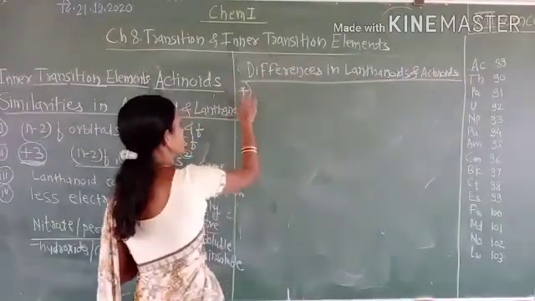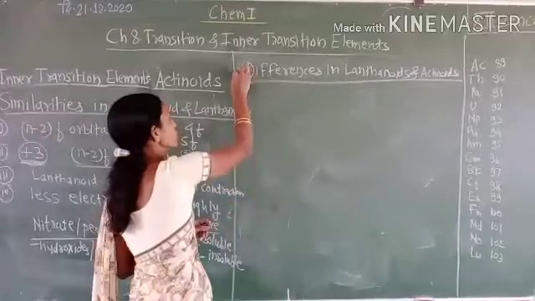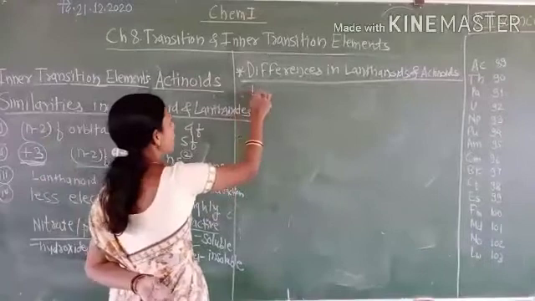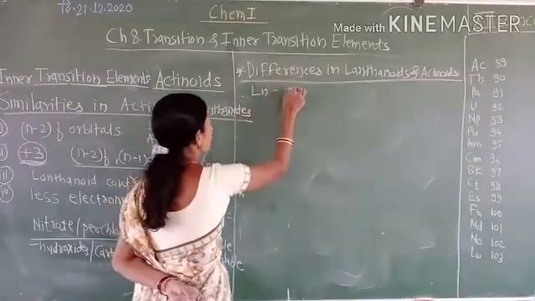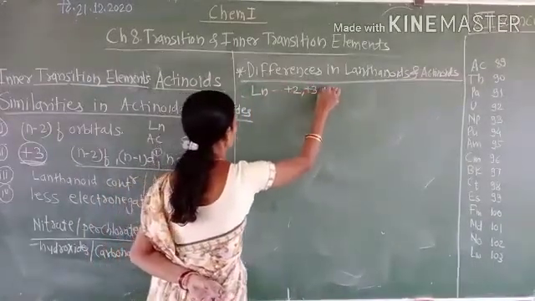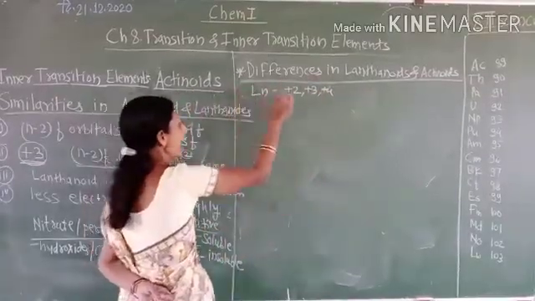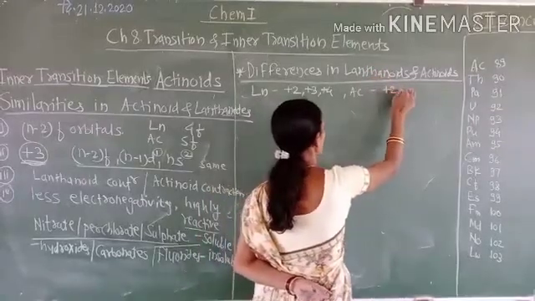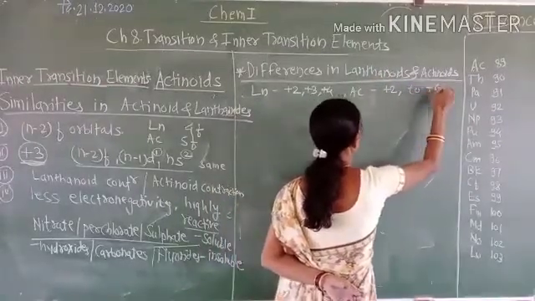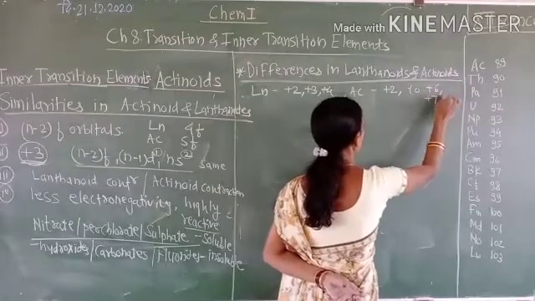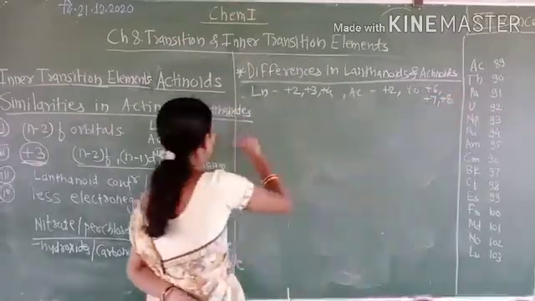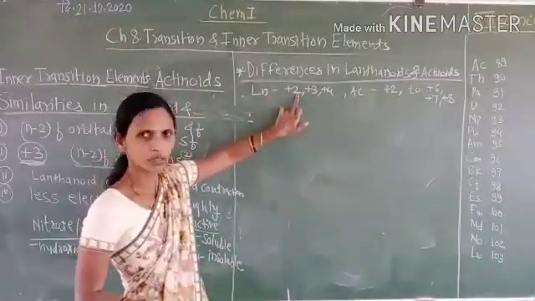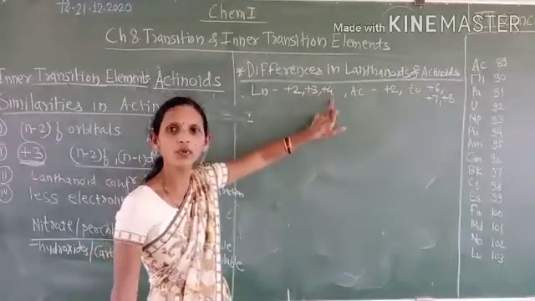The first difference is that both show +3 as the common oxidation state, but besides that, lanthanoids show +2, +3 and +4 oxidation states, while actinoids show higher oxidation states, that is +2 to +6, and sometimes they show +7 and +8 oxidation states. See here, lanthanoids show only +2, +3 or +4 oxidation states.